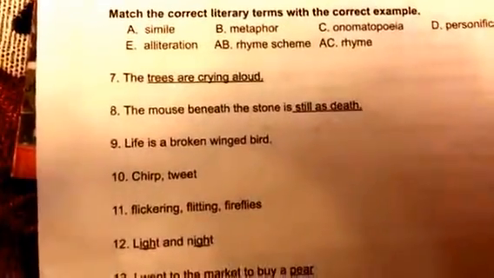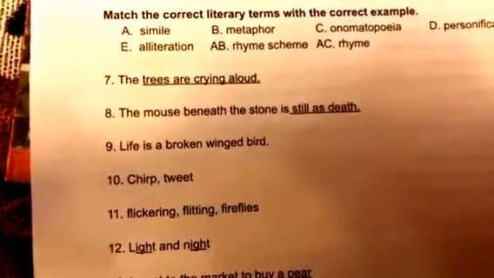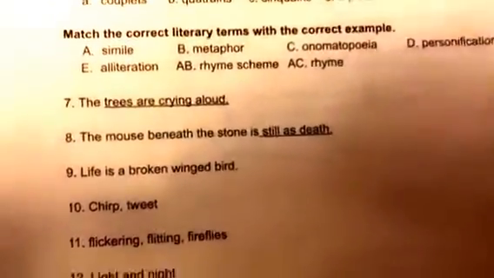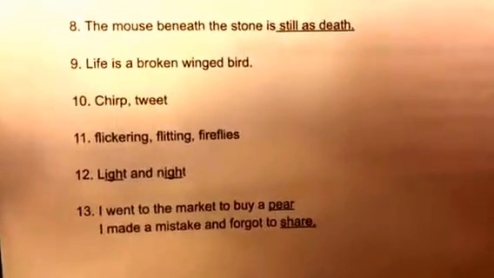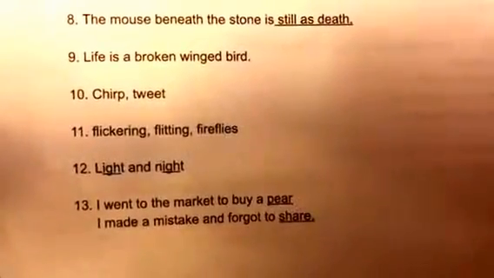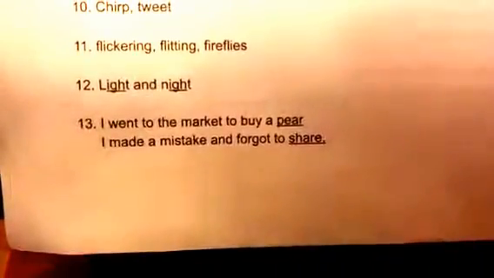Number 7, the trees are crying aloud. Which one of those is it? Trees crying. Number 8, the mouse beneath the stone is still as death. Number 9, life is a broken winged bird. Number 10, chirp, tweet. Number 11, flickering, flittering, fireflies. Number 12, light and night.